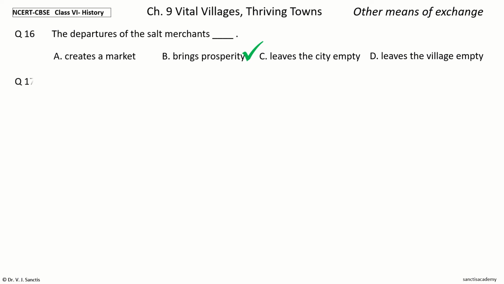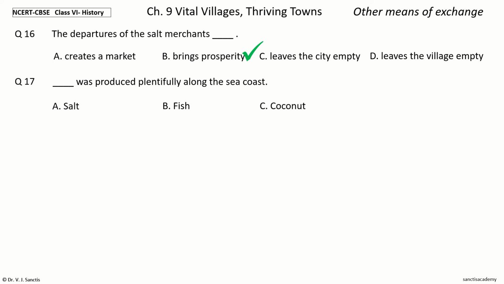Question 17. Dash was produced plentifully along the sea coast. The options are salt, fish, coconut, rubber. Your time to choose. And the answer is salt. So, salt was produced plentifully along the sea coast.